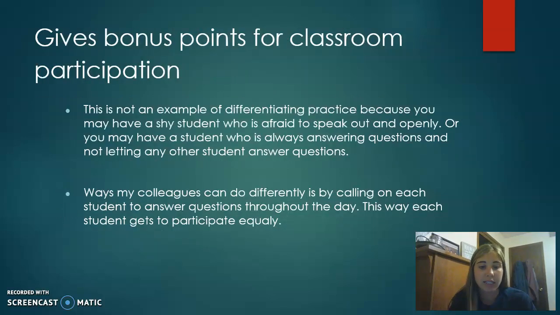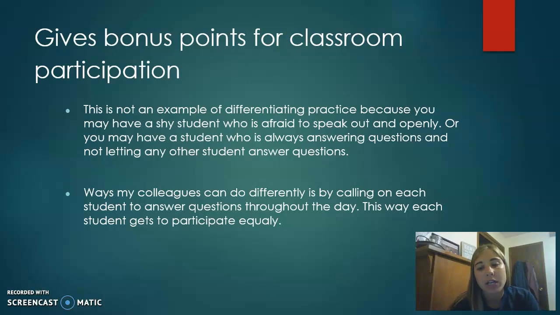And the last one is giving bonus points for classroom participation. This is not an example of differentiating practice, because you may have a shy student who is afraid to speak out openly, and that was me in the classroom, and it kind of still is. I just like to sit there and see what other students have to answer or say, and I would know the answers at times, but you may have a student who is just answering the questions all the time and not letting other students answer, so that is why this is not an example of differentiating practice.